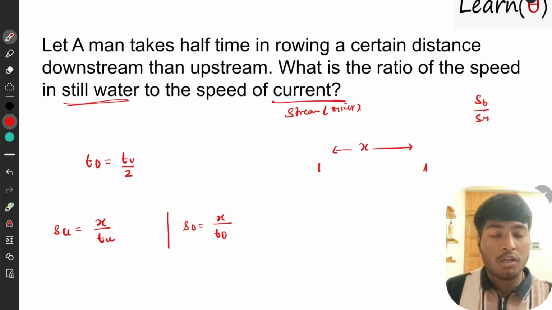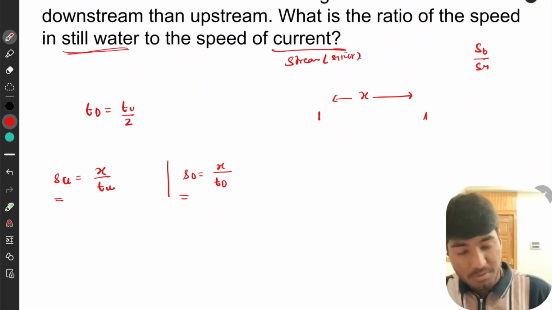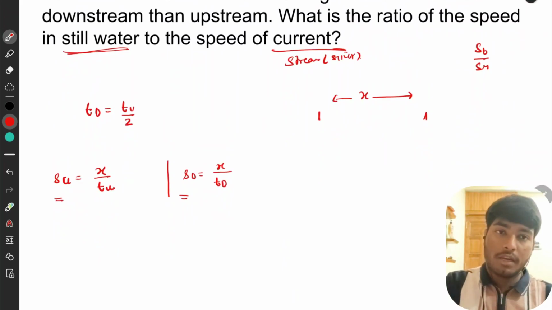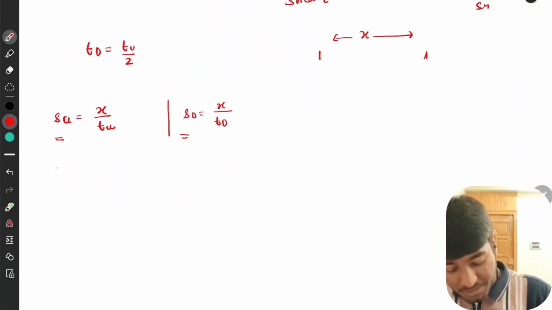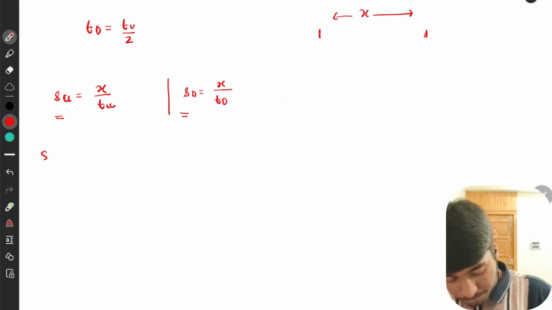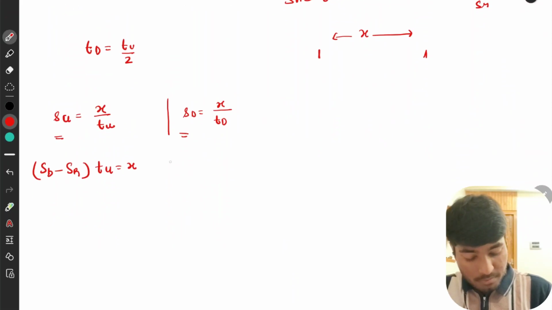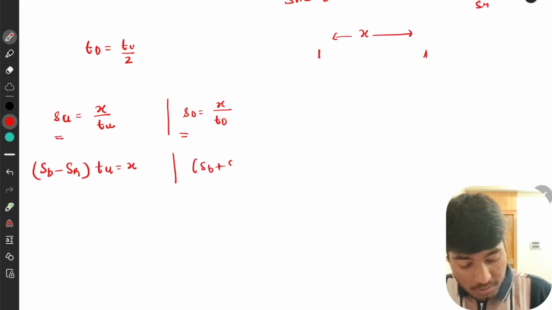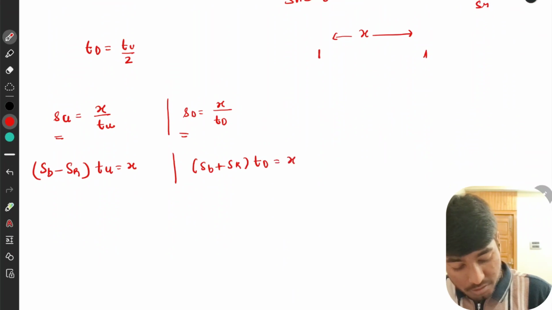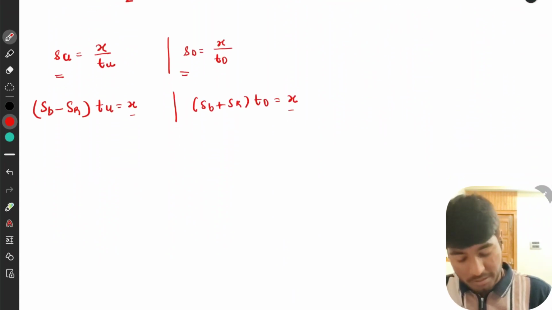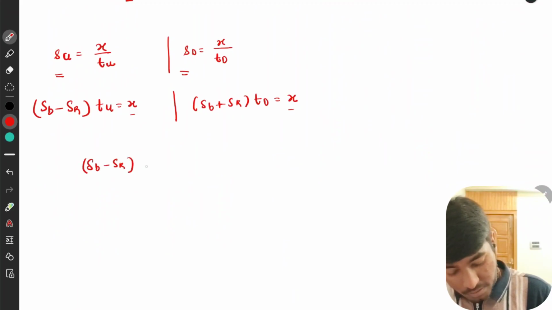What is given to me? I am given the relation between the time of downstream and upstream. Using that, I will find the speed of upstream and the speed of downstream, get the relation between the two, and then find the ratio. Speed of boat minus speed of river, into the time of upstream, is equal to x. And speed of boat plus speed of river, multiplied by the time of downstream, is equal to x. Since x is common, I can write speed of boat minus speed of river into time upstream is equal to speed of boat plus speed of river multiplied by time downstream.